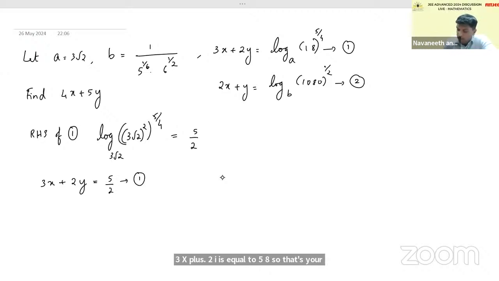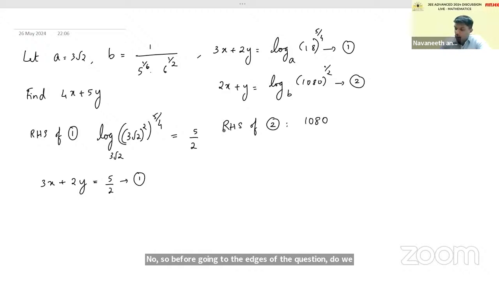Then I will check the RHS of equation 2. Before going to the RHS of equation 2, we need to just look at the number 1080. So what is that number? How can you write it in the prime factorized form?